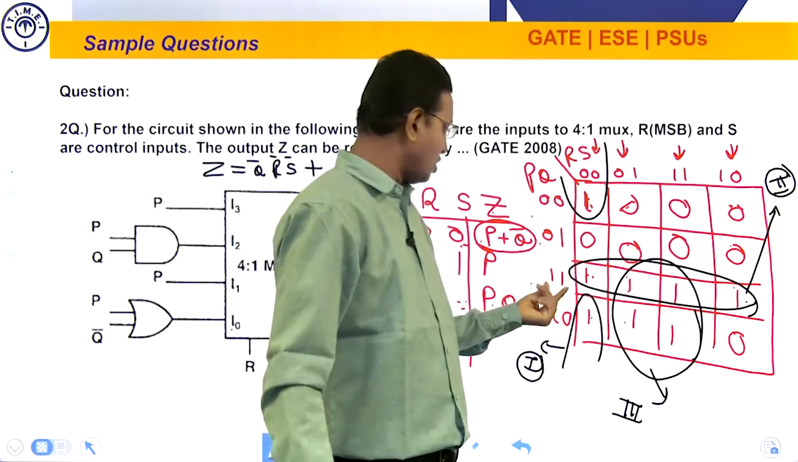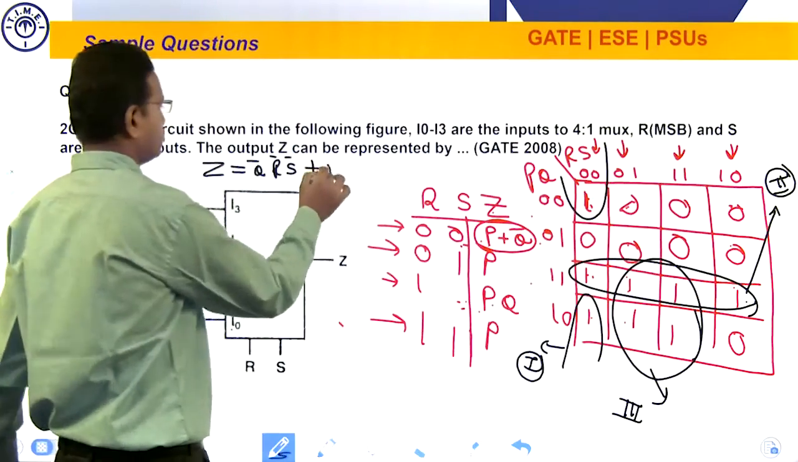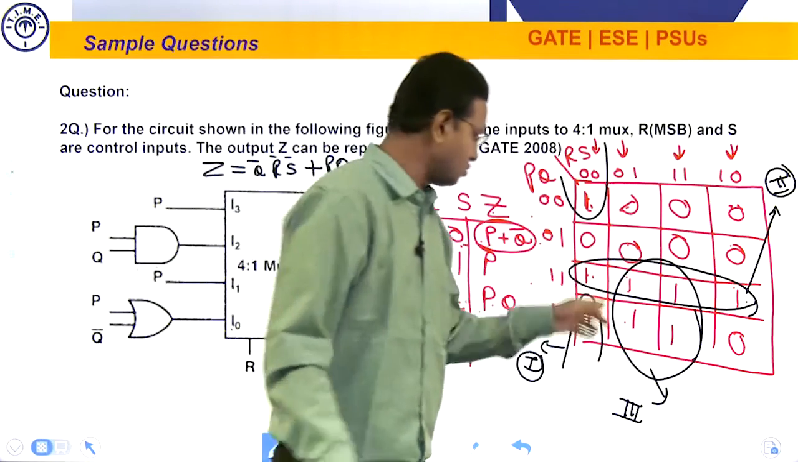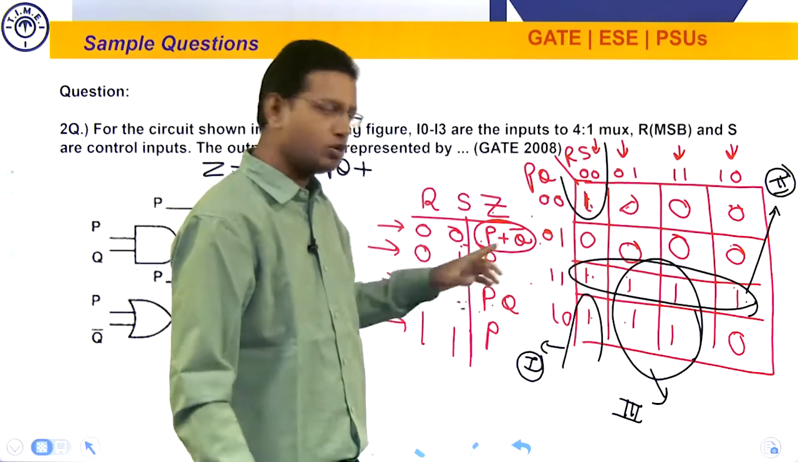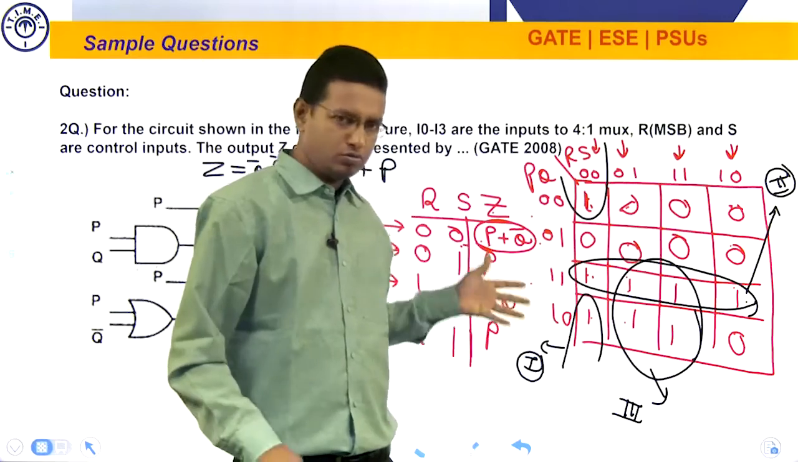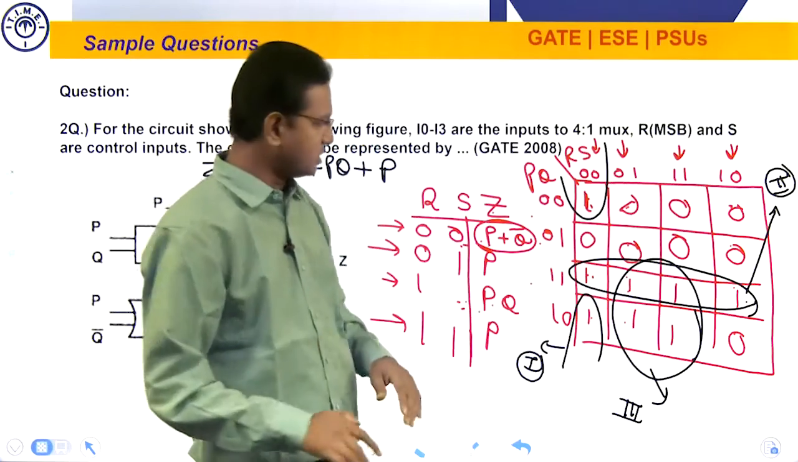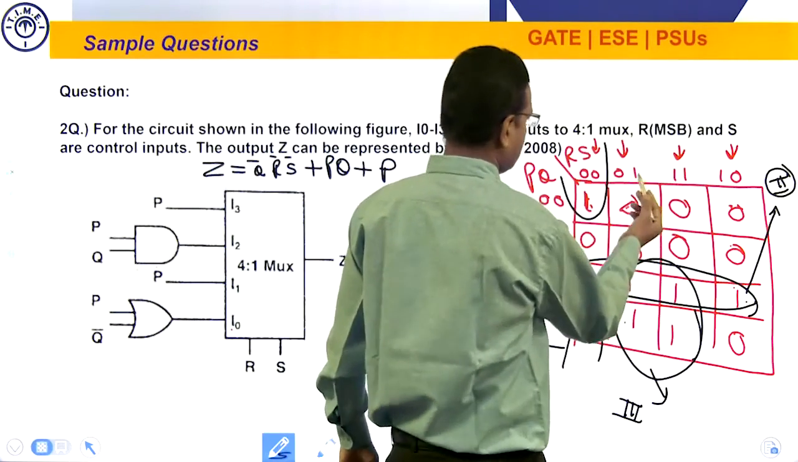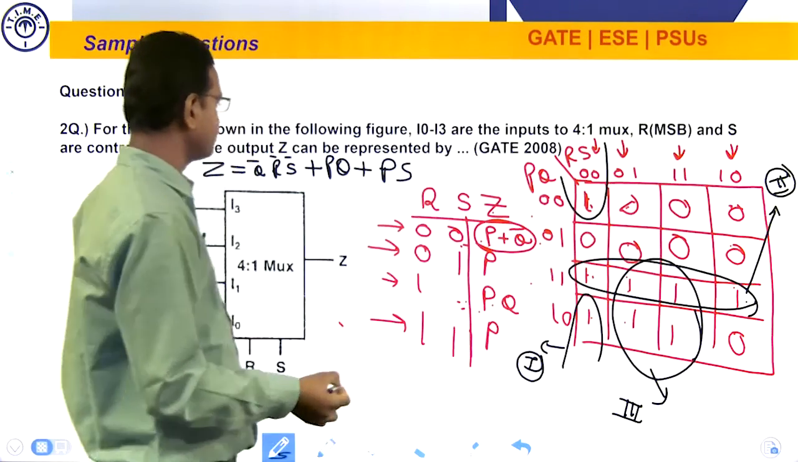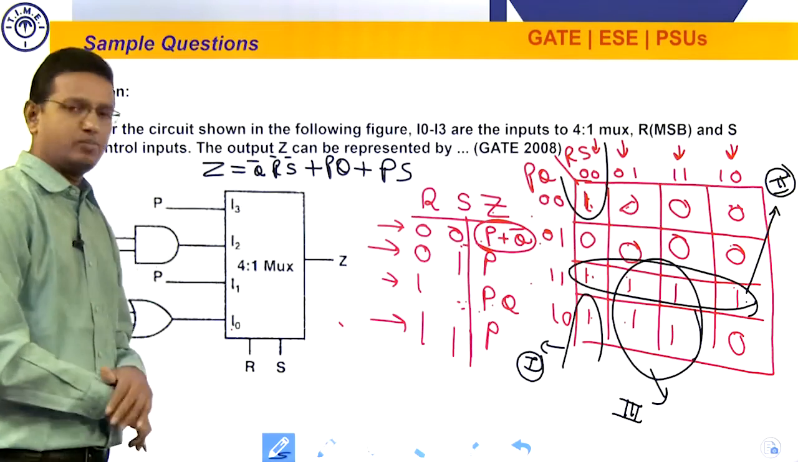For group 2, P equal to 1 and Q equal to 1 are common, so it is PQ plus. For group 3 you get one more term. P equal to 1 is common. Q is moving from 1 to 0 within the group, so it is cancelled out. And if I look from the top, S equal to 1 is common, so PS. So this is the simplified Boolean expression.